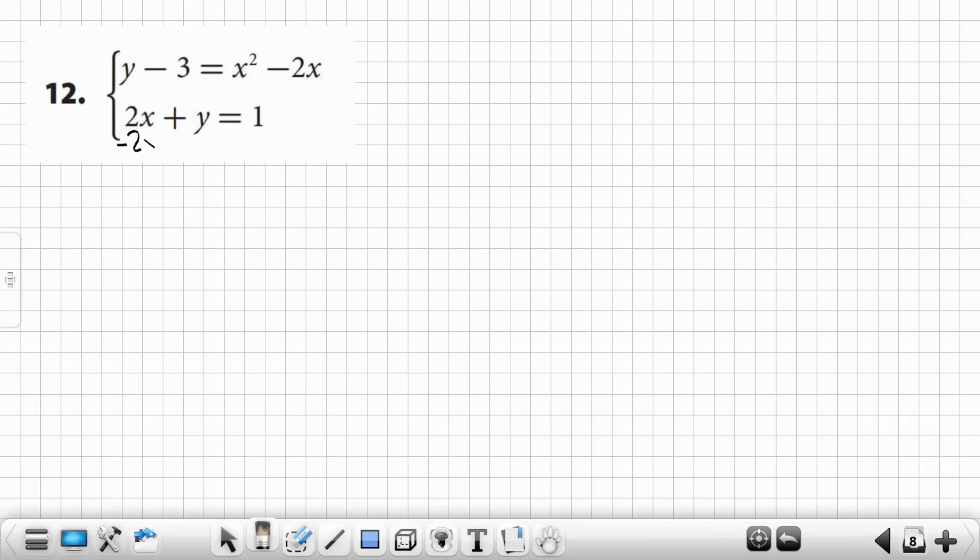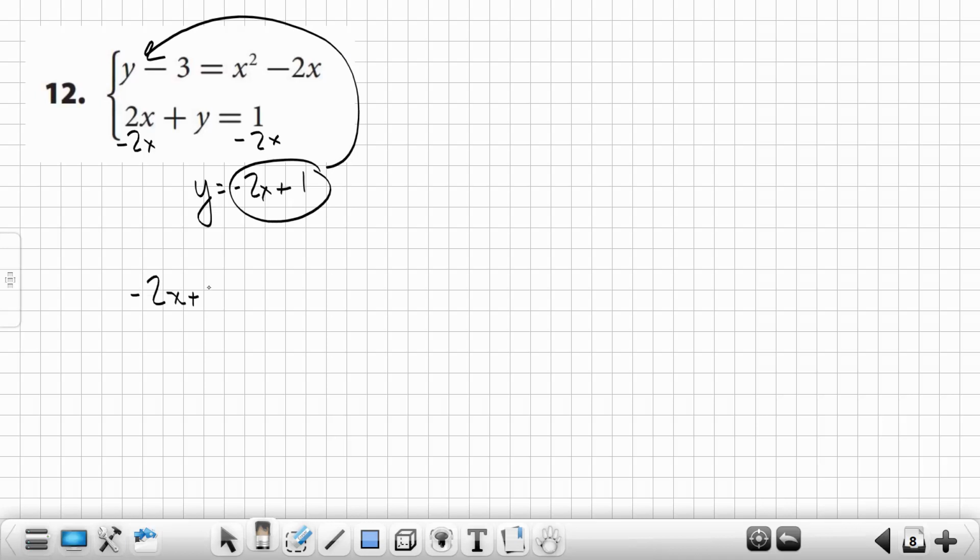Subtract 2x, subtract 2x. I get y equals -2x plus 1. I'm going to plug that in for y, right here. So I get -2x plus 1 minus 3 is equal to x squared minus 2x. -2x minus 2 is equal to x squared minus 2x. Let's get it all on one side, so I'm going to go ahead and add 2x, add 2x, add 2, add 2.